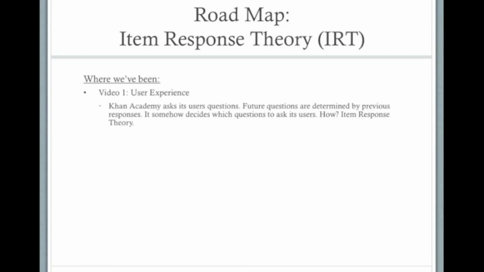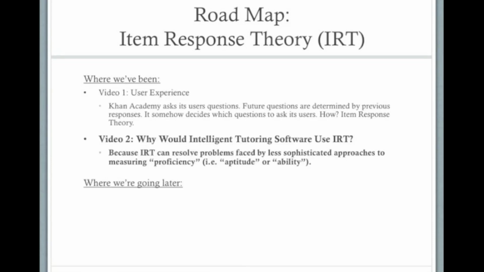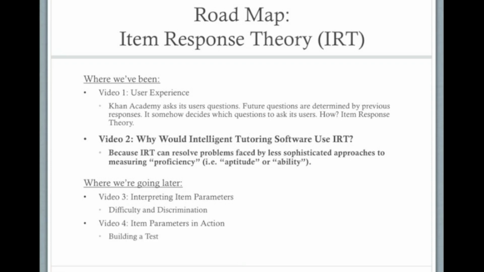Alright, that's all for today. Back to the roadmap. Item response theory. Where we've been, we talked about the user experience in video 1. In this video, we looked at why intelligent tutoring software would use IRT. The short answer is that it solves a measurement problem that less sophisticated approaches can't. In video 3, we're going to look at interpreting item parameters, difficulty, and discrimination. In video 4, we'll be bringing it all together in test building.